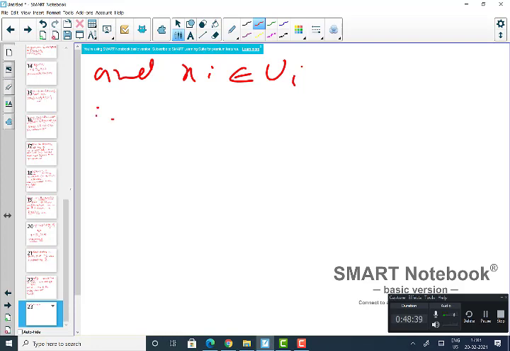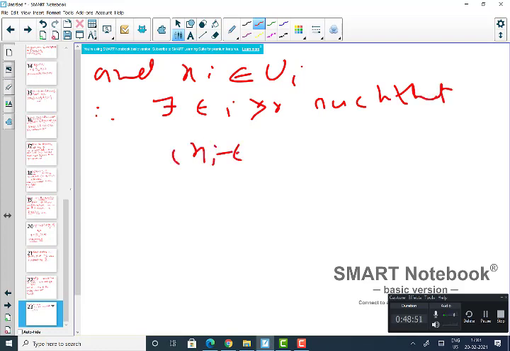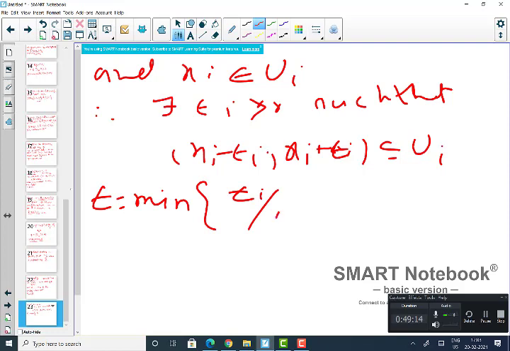thus there exists a positive epsilon_i such that this interval (x_i minus epsilon_i, x_i plus epsilon_i) is properly sitting inside the open set U_i's, right? Clear? So now you choose a new epsilon, which is the minimum among these epsilon_i by i, for i equal to 1, 2, ..., n, those many i's. Now if you choose this, I will show that the open ball with respect to this epsilon in the topology tau is sitting inside the open set U of the product topology, right?